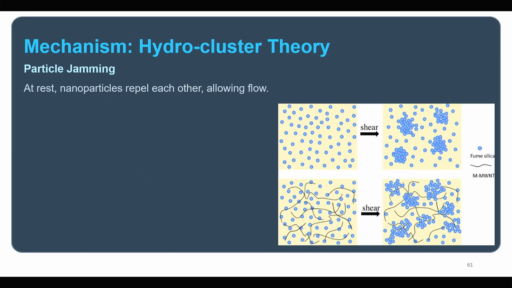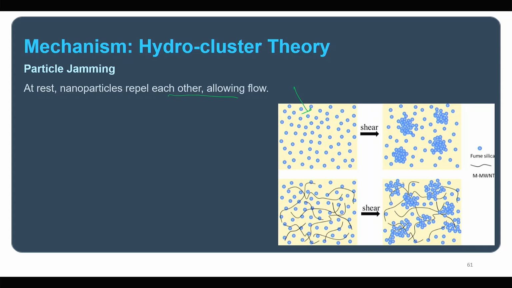The mechanism is hydrocluster theory. So, particle jamming will take place. At rest, the nanoparticles in shear thickening fluid repel each other. They have the same charge, so they repel each other and allow the flow of the fluid. So, it will act like a fluid.